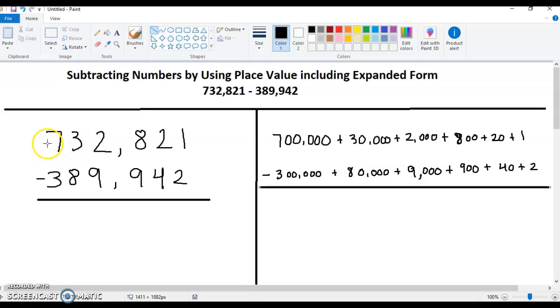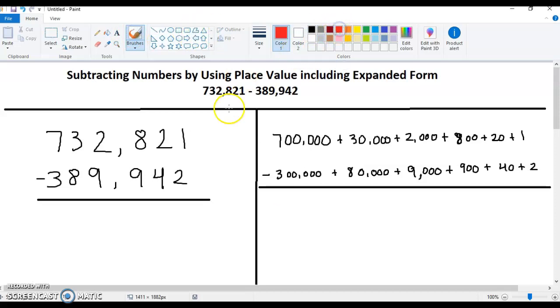So we've got 732,821 subtracting our 389,942. And I wrote it on the right side as well in expanded form so I can do them side by side, showing you exactly what's taking place. So let me exit off of that and I'll start right now.